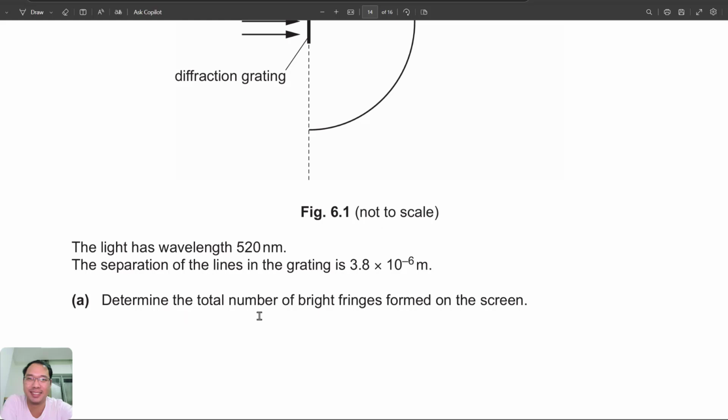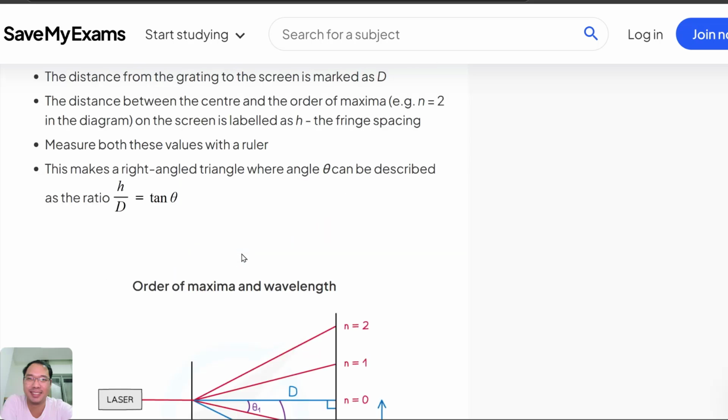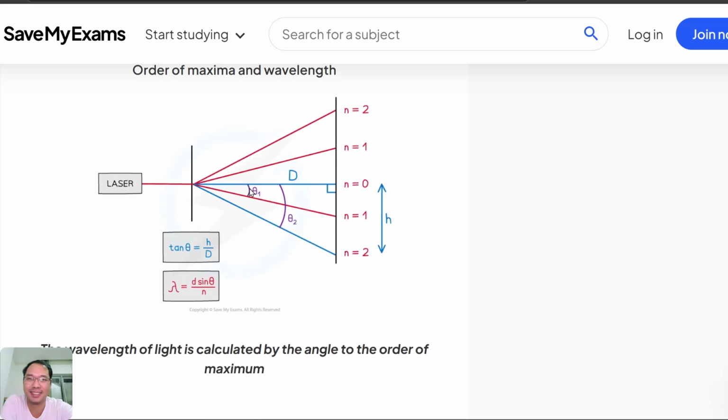To answer this question, the total number of bright fringes formed on the screen, we need to use this formula. This is an illustration of the pattern formed by the grating, and each position associated with n equal 1 and 2 are the maximum fringes. The angle we are talking about is theta 1 or theta 2. Theta 1 is the angle made by the line from the laser to the center of the spectrum, which is the central maxima, and to the first maximum below the central maxima here.